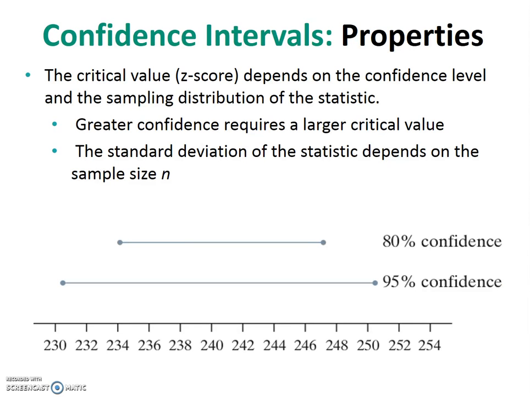One last thing. The critical value depends on the confidence level and the sampling distribution. So greater confidence requires a larger critical value. And the standard deviation of the statistic depends on the sample size n. So you can see here, more confident, more values in my interval.